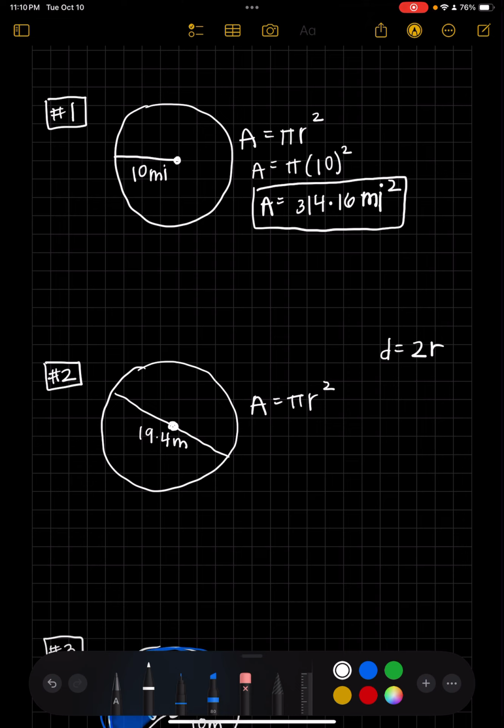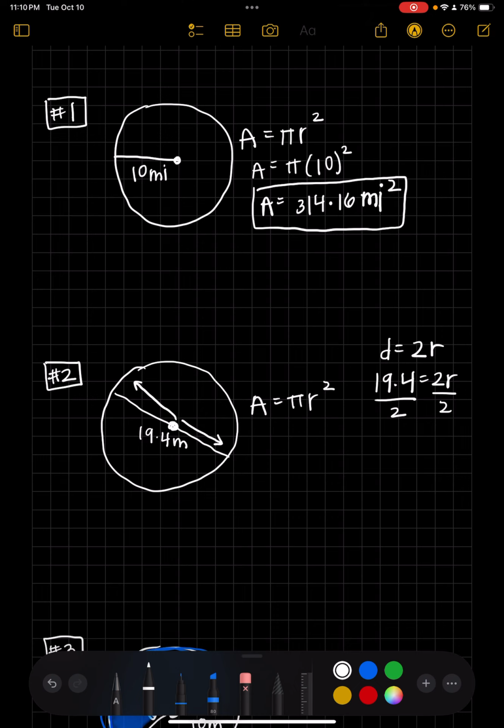We know that the diameter is 2 times the radius because the radius goes from the center out, and that happens twice. It goes from the center out this way and then from the center out that way. So the diameter is 2 times the radius. If we use that, and I know the diameter is 19.4, then I can just divide each side by 2 to figure out the radius. So the diameter divided by 2 is the radius.